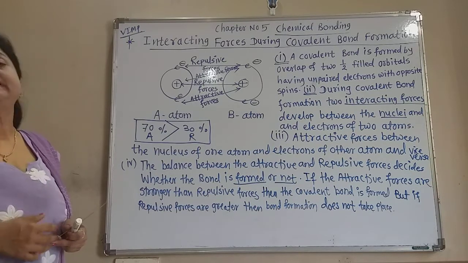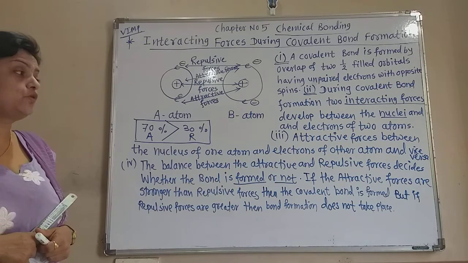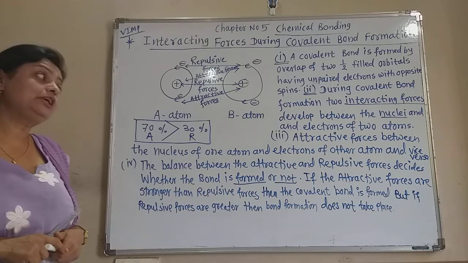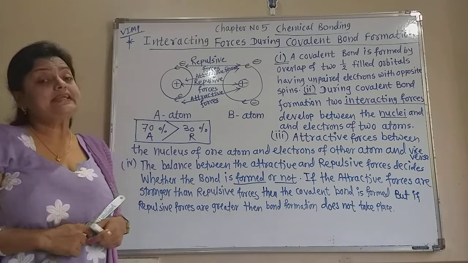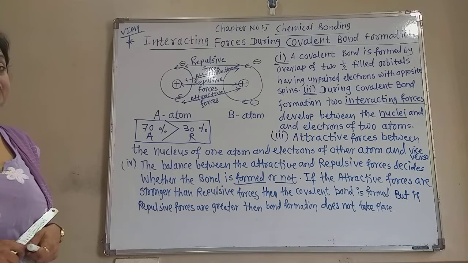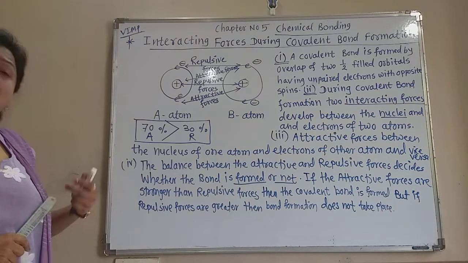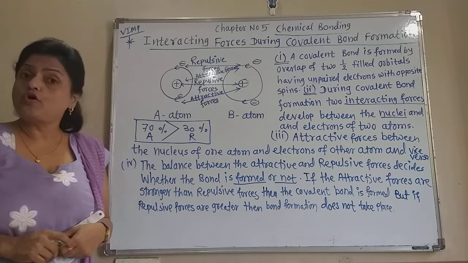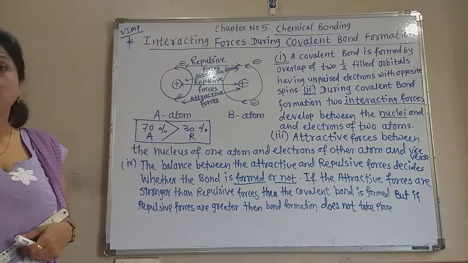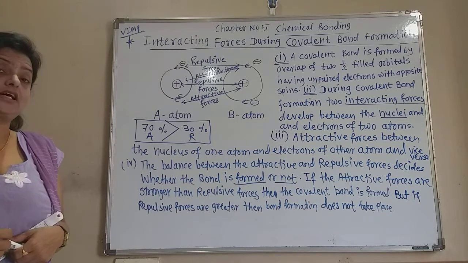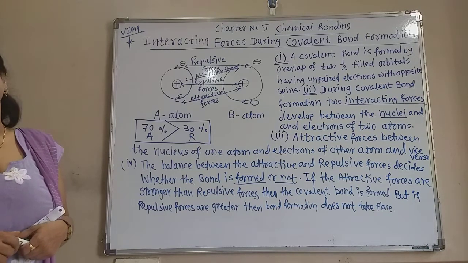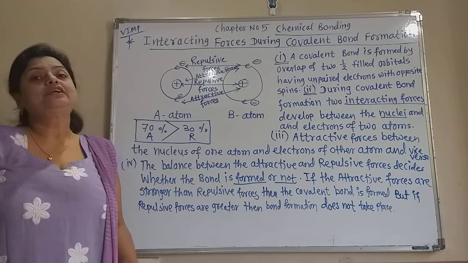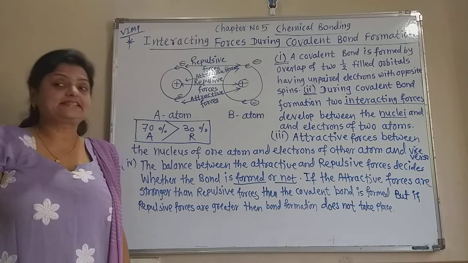The balance between the attractive forces and repulsive forces decides whether the bond formation takes place or not. If the attractive forces are stronger than the repulsive forces, then and only then covalent bond formation takes place. But if the opposite is the case, and repulsive forces are more than the attractive forces, then the covalent bond does not form.